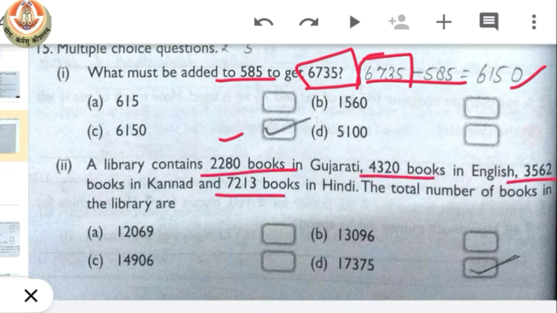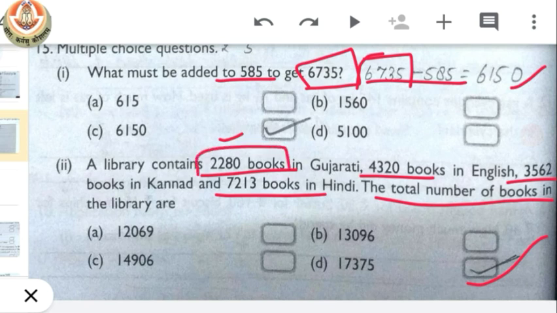Okay, next question is, a library contains various kinds of books. It is given how many of each kind of book, and we have to tell the total number of books. So we have to add for this. When we add it, we get this as our answer. So take your notebook and start adding all the books, and you will get your answer, whether the D part is the answer or not.